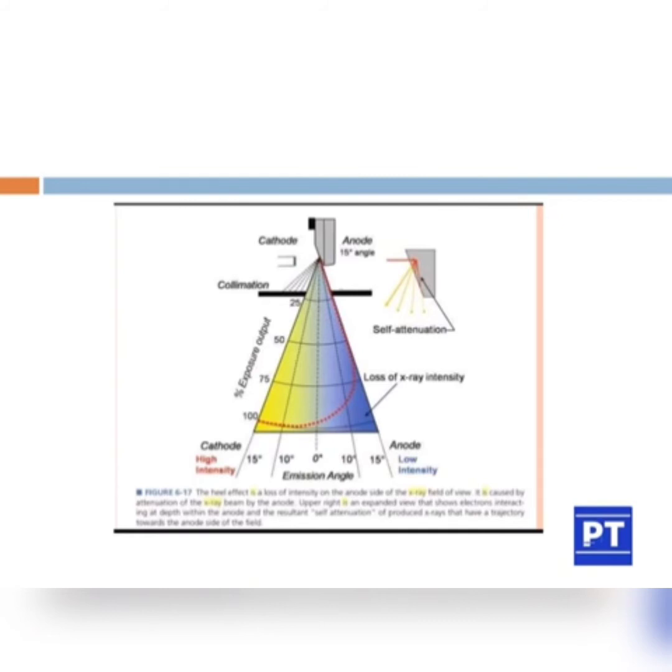Next to that, you can see the self attenuation. The attenuation is happening inside the target itself. Attenuation means reduction of the intensity of the X-ray beam. So there is a loss of X-ray intensity towards the anode side, and it goes up towards the cathode side. The loss of X-ray intensity at the anode side is known as the heel effect.